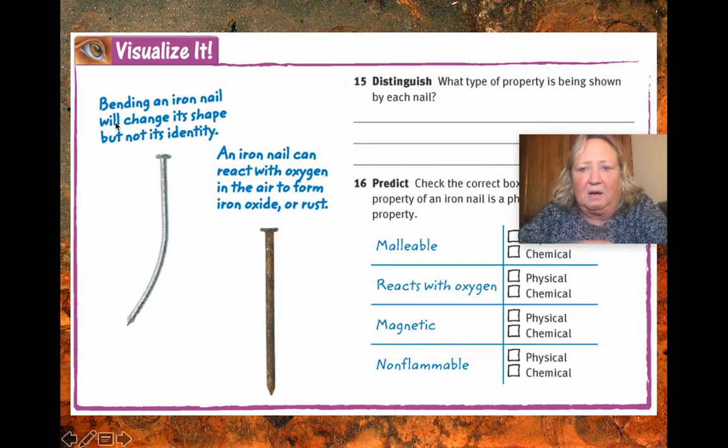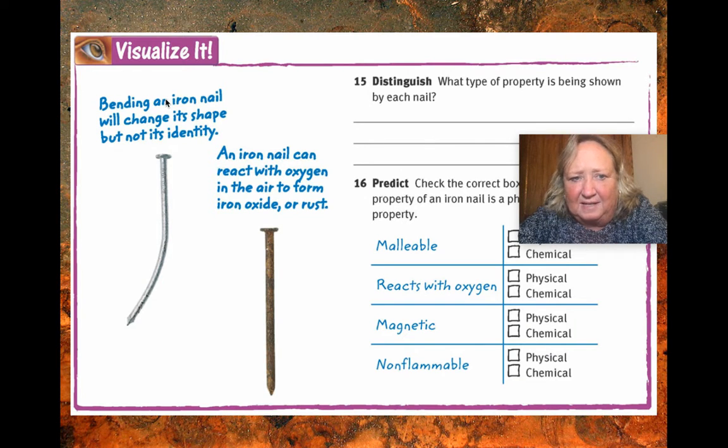All right. Next question. What type of property is being shown by each nail? So we have this nail. I know you guys can read, but bending an iron nail will change its shape, but it's not its identity. We're not changing what it is, we're just changing its shape. This one, the iron nail reacts with oxygen to form rust. So, which property is being shown by each of them?